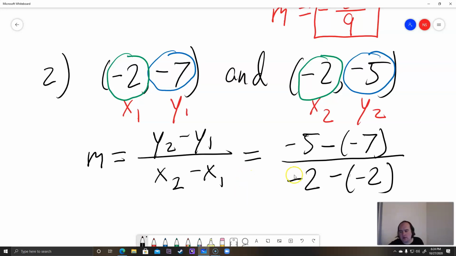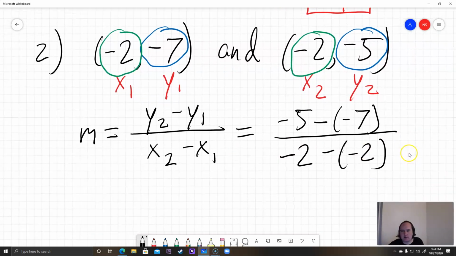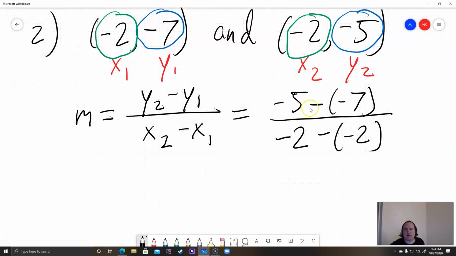Then we simplify our fraction. On the top, the minus -7, those cancel out, and that becomes +7. So on the top we have -5 plus 7, which is 2. And on the bottom, we have -2 minus -2. Again, the minuses cancel out and give you a +2. So you have -2 plus 2, which is 0. So we actually have 2 over 0.